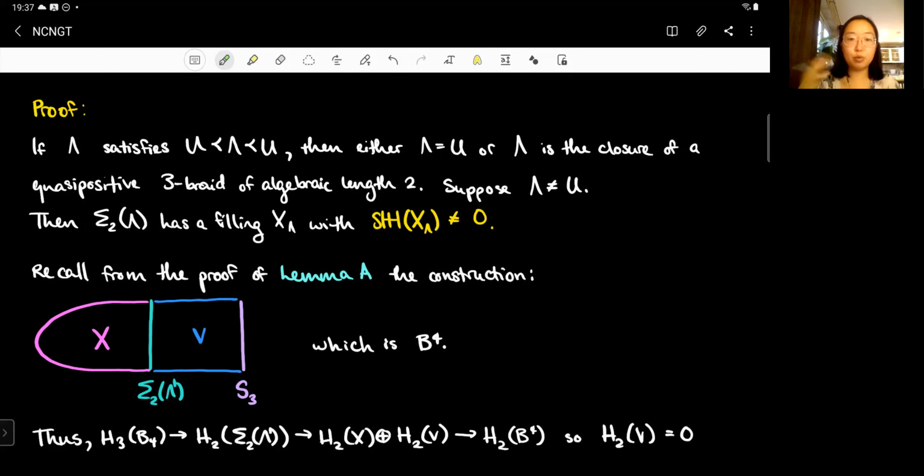Now you'll recall from the proof of lemma A, we had this construction, which was the four-ball, and we have in here embedded as a contact hypersurface the double cover sigma 2 lambda. So we can make the following exact sequence. And from this exact sequence, we say that things here are 0. And so we know that H2 of V is 0. And so what this means is that we can proceed.